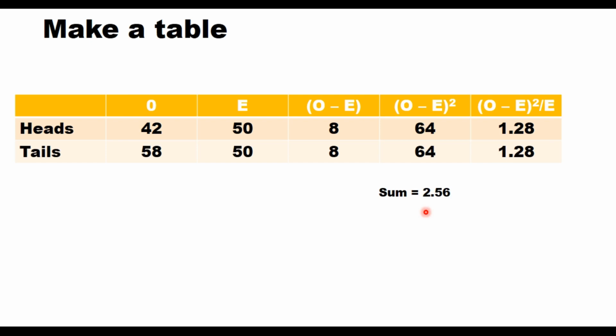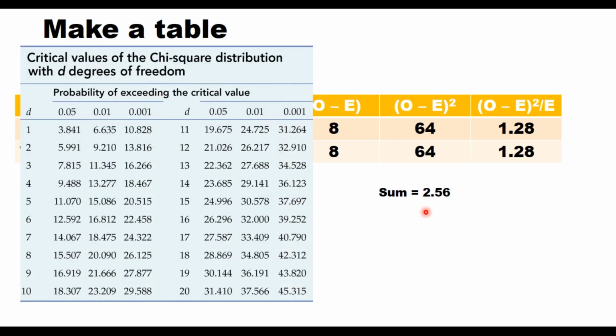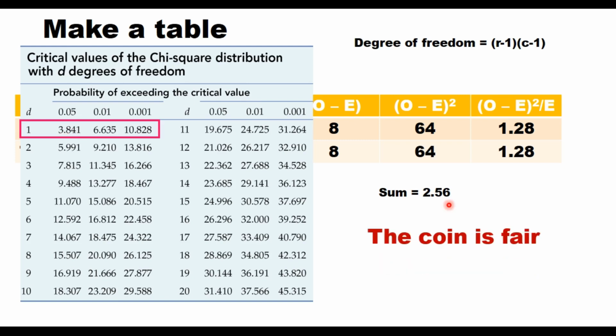Now, how do we say whether this 2.56 is acceptable or not? For that, you enter the standard table of chi-square with some degrees of freedom. Here D is the degree of freedom and this is the level of significance, alpha. If you take alpha 0.05 and degree of freedom 1, because there are only two rows, the degree of freedom will be (R minus 1) into (C minus 1). That is (2 minus 1) into (2 minus 1), that is 1. So for 1 degree of freedom and alpha equal to 0.05, this value is 3.841. And this value is larger than the calculated value. So the null hypothesis is accepted, that the coin is fair.